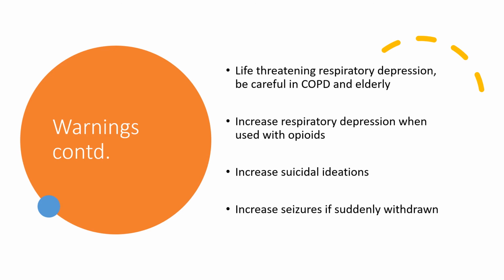That is not all. If we are dealing with pain and the individual is on opioids and we prescribe gabapentin at the same time, there's likelihood of increased respiratory depression. We might be sending the individual to an untimely death.